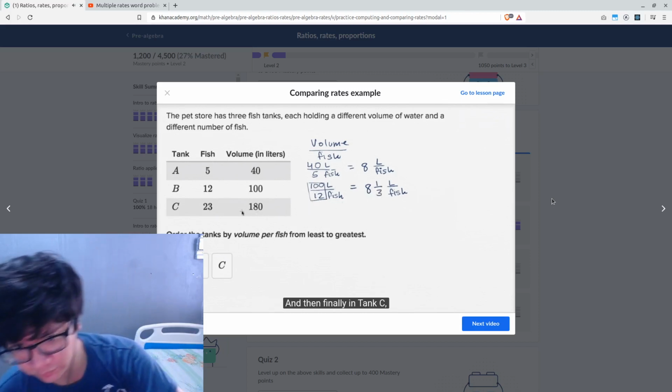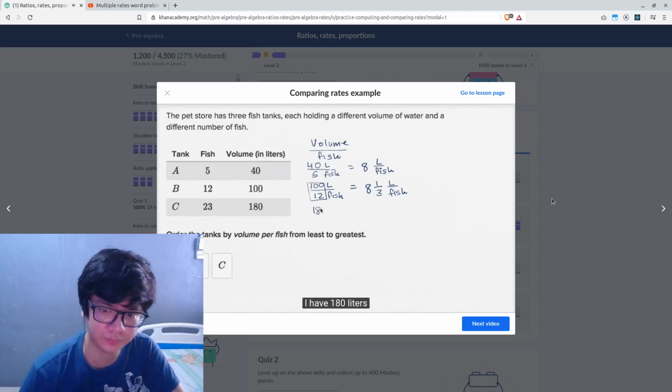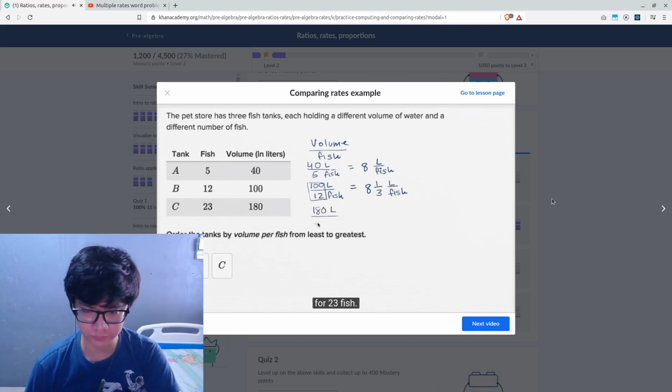And then finally, in tank C, I have 180 liters for 23 fish. So what is this going to be?